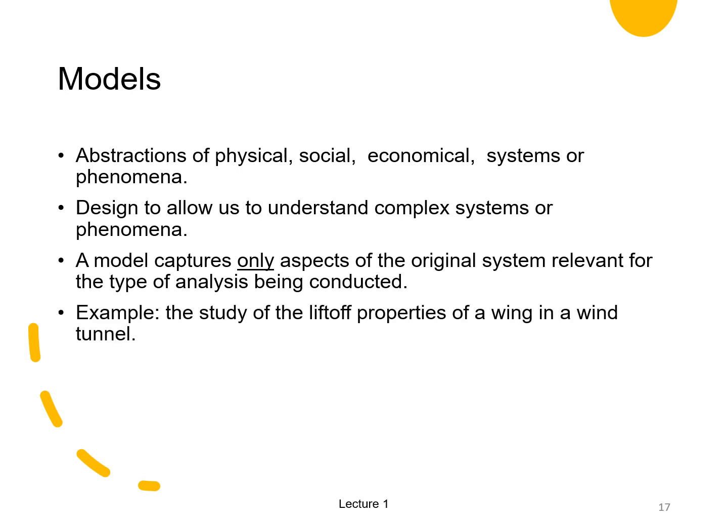Okay, so for example, the study of lift-off properties of a wing in a wind tunnel. A wind tunnel is like a corridor, how do I say it? When you go along the beach, the wind is usually stronger, right? This part is known as a wind tunnel, the part of the earth where the wind velocity is usually higher.